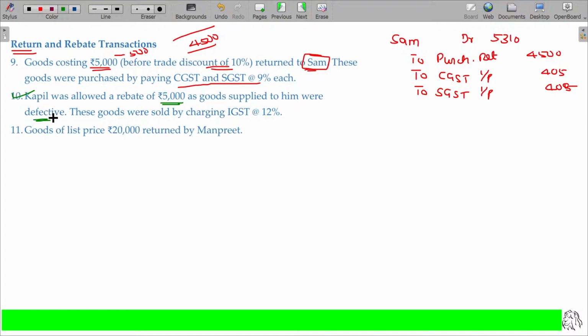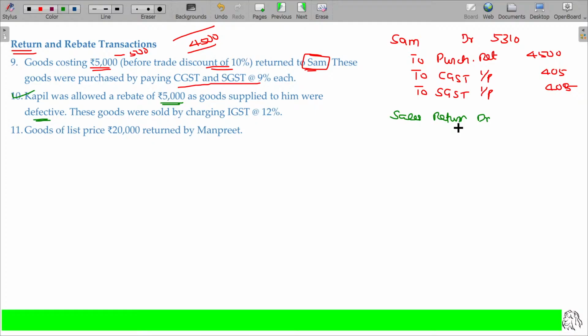Kapil was allowed a rebate. So it's a loss for me. Okay. This is like sales return. Sales return like you can pass it. He is not returning the goods. He showed me there's a loss. Okay. Showed me there's a waste or defect. I said, okay, leave it. I consider this being sales return.